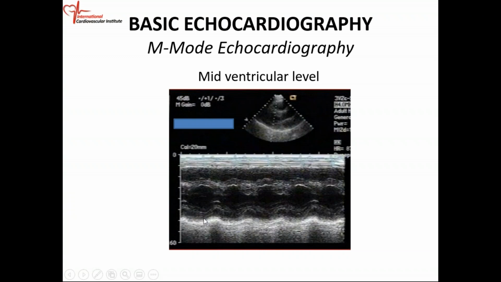So the posterior wall goes in one direction, and the septum goes in the opposite direction. In systole, however, they come together. The septum moves downward towards the posterior wall, and the posterior wall moves upwards. So diastole, systole, diastole, systole. So this is what a normal mid-ventricular cavity M mode looks like. Okay.